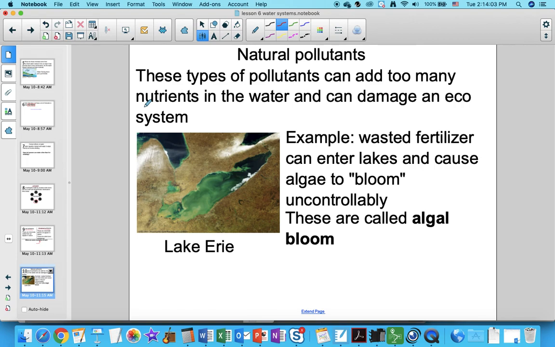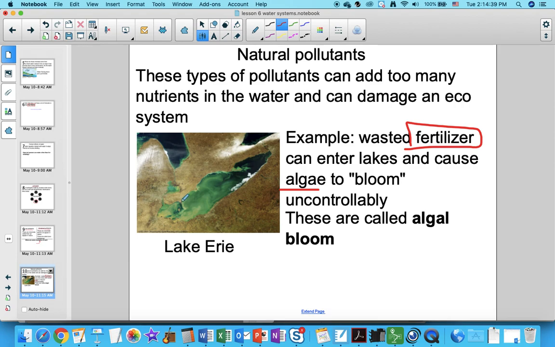Natural pollutants. So again, these types of pollutants are chemicals that exist in nature. And adding too much of a certain type of nutrient can damage the ecosystem. For example, wasted fertilizer, which, as you recall, has natural pollutants such as a lot of phosphorus, potassium, and nitrogen, can enter lakes. Well, algae, which is a type of plant-like organism that lives in lakes, use those nutrients to exist, to live, to survive. And adding too much fertilizer can cause them to, quote-unquote, bloom.